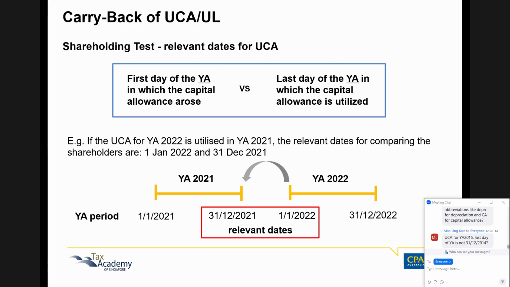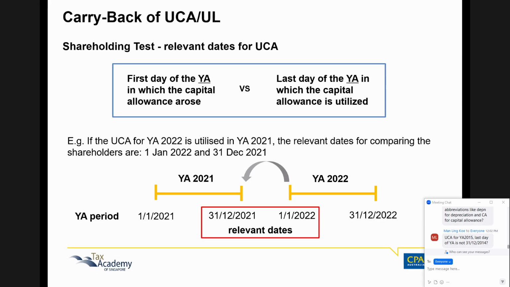If the UCA is carried back, meaning the current year I want to offset against my previous year's income, then here we are looking at the YA. YA is quite fixed. YA 2021, I'm looking at 1st Jan to 31st December. That is fixed. So the first day of the YA in which the capital allowance arose is always the more current one. So YA 2022, that's where my capital allowance arose, then the first day is 1st Jan 2022.